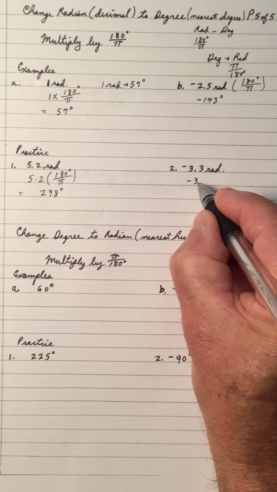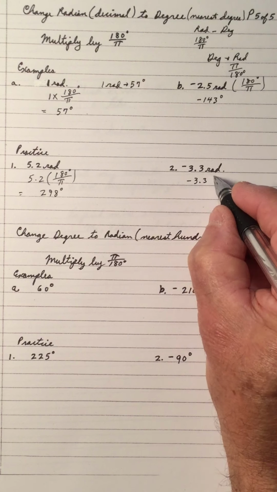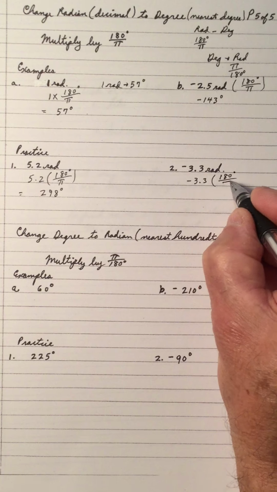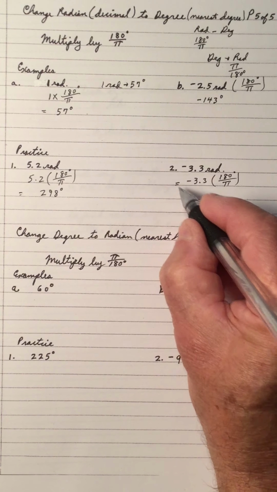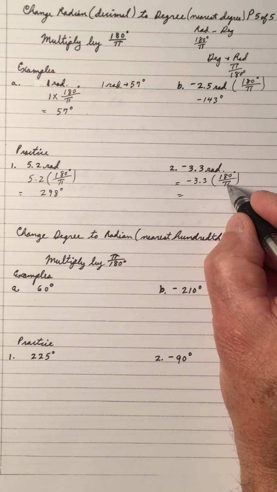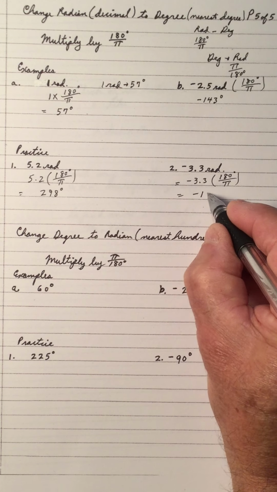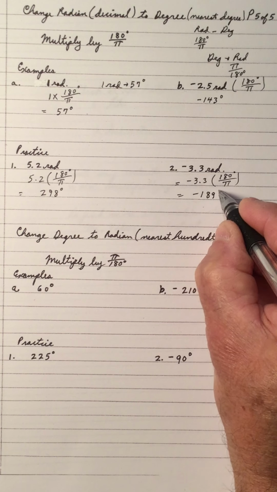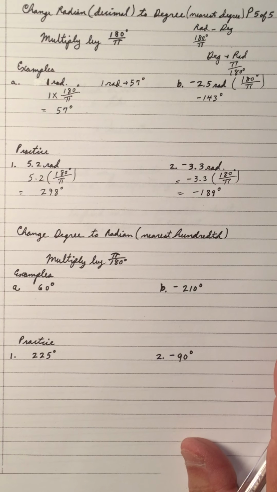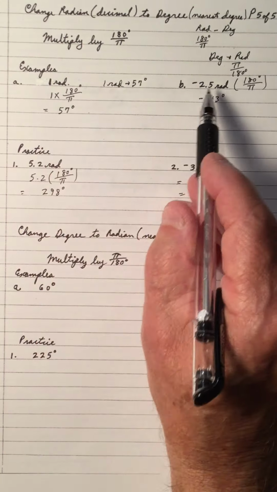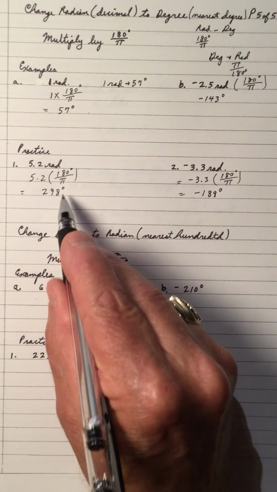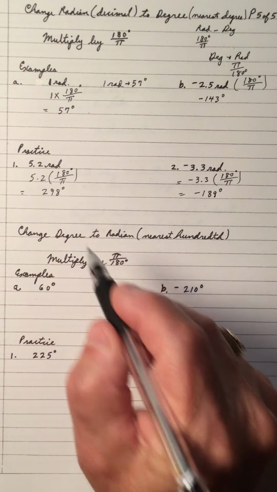And here we got a negative 3.3, and we got radians, so we're multiplying by 180 over pi. And use your calculator, and negative 3.3 times 180 divided by pi, or 3.14. Check it out, you get a negative 189 degrees to the nearest degree. Okay, so notice we have radians in terms of a decimal, and before we had it as pi, and the pi's cancel. But now we got a decimal, so we got to use your calculator.